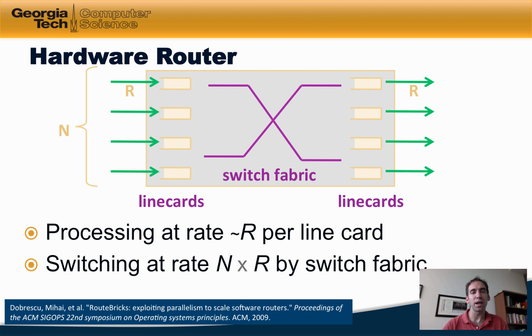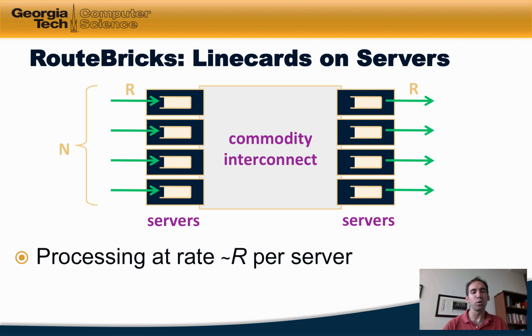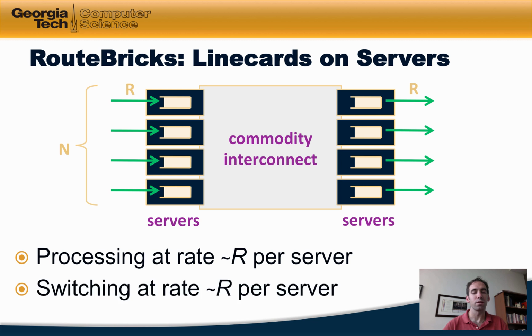So when we talk about taking that hardware switch fabric and replacing it with a commodity interconnect, where forwarding takes place on servers as opposed to high-end hardware line cards, we have a new set of challenges. Assuming that each server hosts a line card, each server must process traffic at a rate of r bits per second, and the interconnect must switch at a rate of about r bits per second per server.